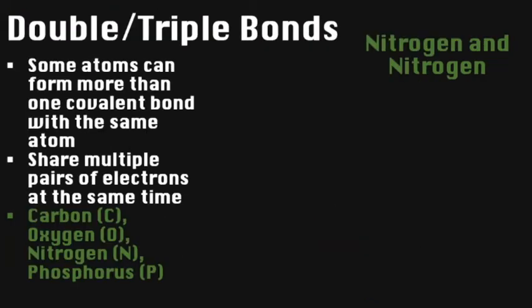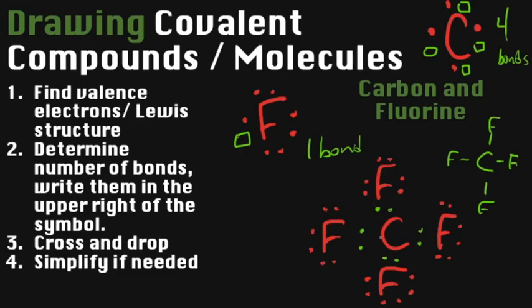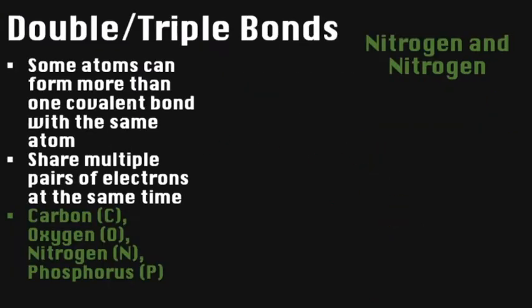Now, a little bit of a twist here. There are such things as double or triple bonds. So here, back with carbon, right, we saw that carbon was forming 1 bond with this fluorine right here. And it was also forming 1 bond with this fluorine right here. But that's not always the case.